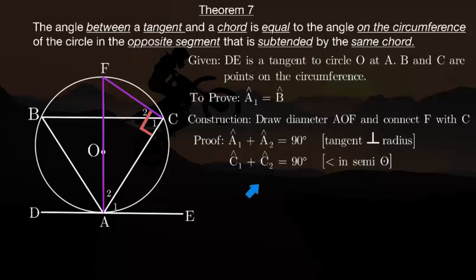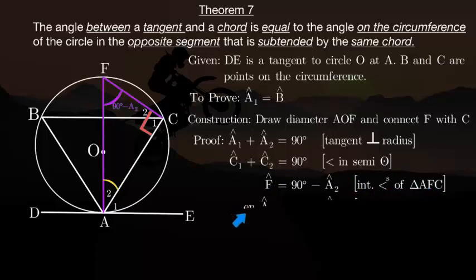And now we also know that angle F will be equal to 90 degrees minus angle A2. Now why? Because this angle is 90, this is angle A2, so this will be 90 minus A2 because of the interior angles of this triangle. So we write down interior angles of triangle AFC, there we go.